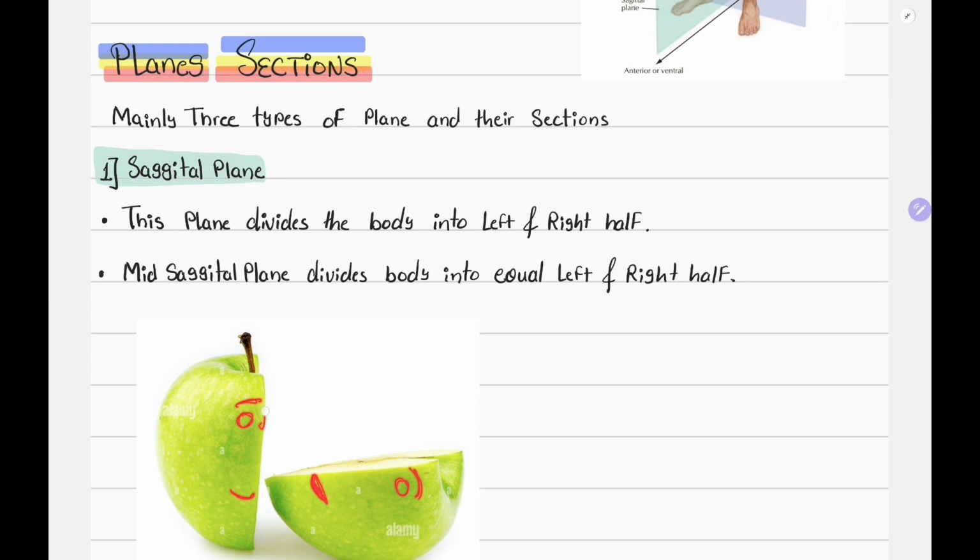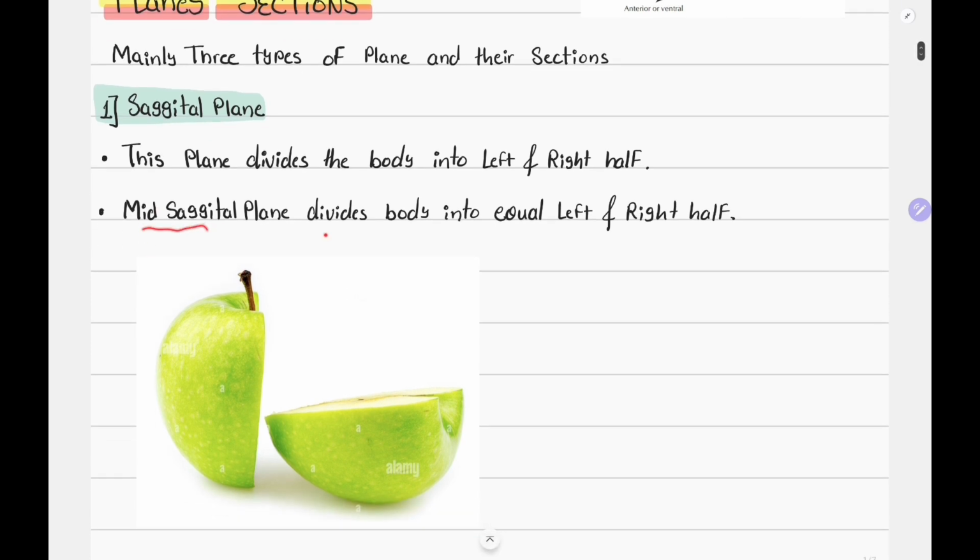Basically, the plane along which the apple is divided has divided the apple into the right and the left half. So if this is the left half, this is the right half. So this plane, the sagittal plane, has divided the body, or we can say the apple, into left and right half.